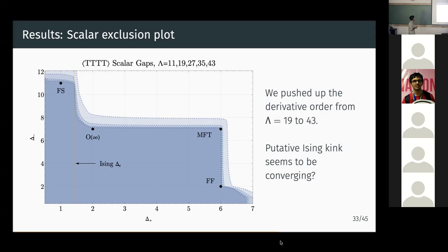And the first thing to remark, this is not a new result, but this is a compact region. This is a compact region. Every CFT has to have some scalars that are below a certain threshold in 3D.